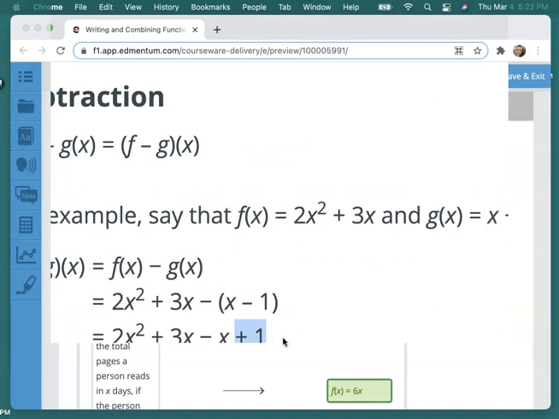Very important to remember our positive negative rules. We can't combine anything with the 2x squared, but we can combine plus 3x minus x. So 3 minus 1 is 2. So we have 2x down here, and then the plus 1 can't be combined with anything else.